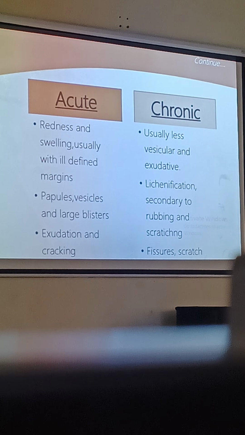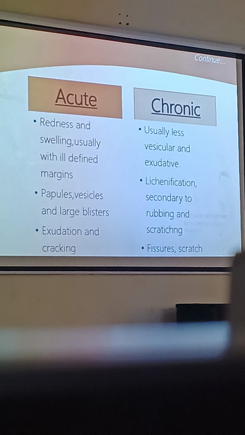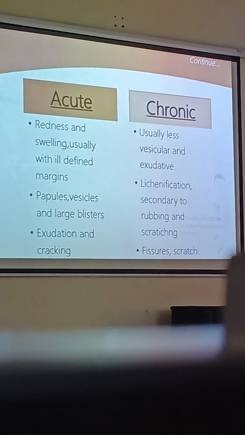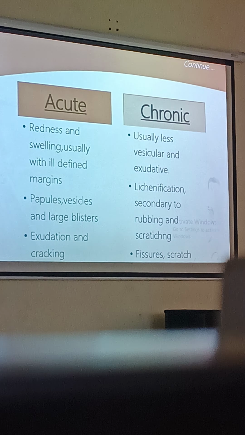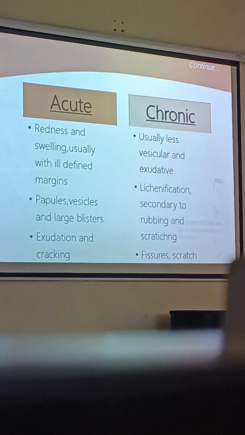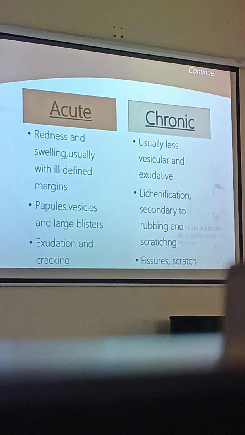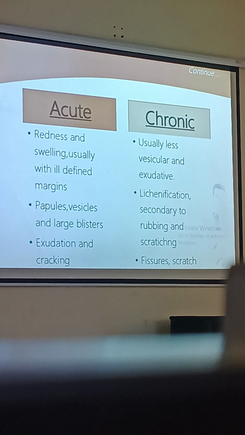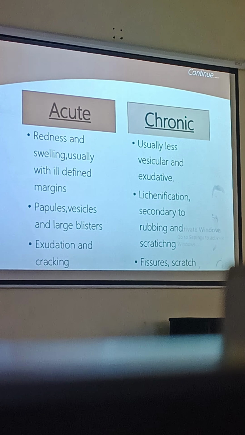Now, what is the difference between acute and chronic atopic dermatitis? The acute lesions are red, swollen and have ill-defined margins. And the initial, that is primary lesions, are basically papules, vesicles or large blisters. Right? There will be history of exudation of any kind of fluid and cracking of the skin. But in chronic lesions, the lesions are less vesicular and less exudative and more lichenified, which is secondary to rubbing and scratching. And there may be fissuring and the history of scratching will be present.